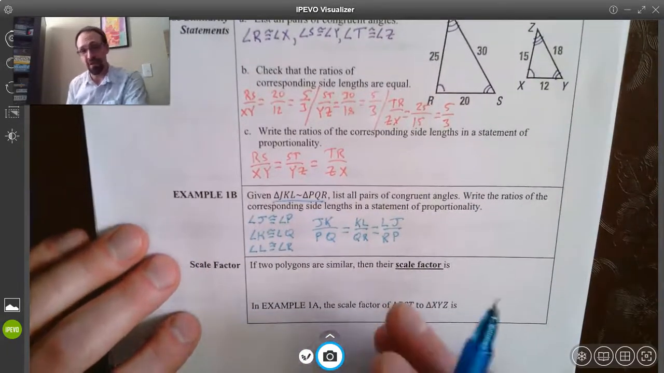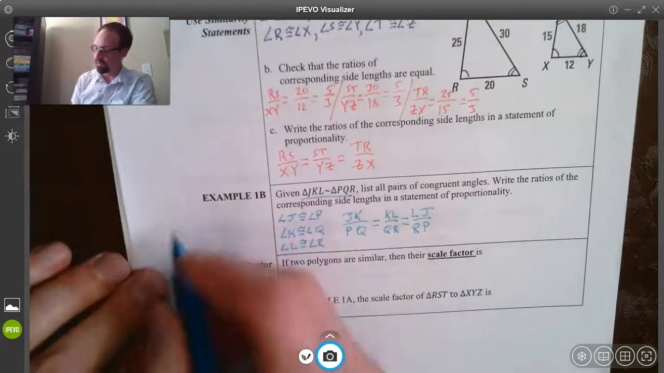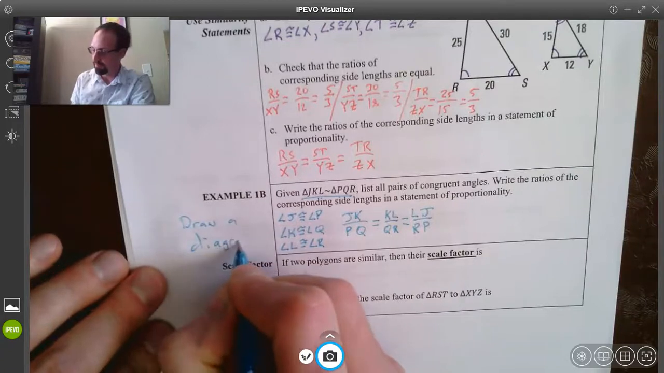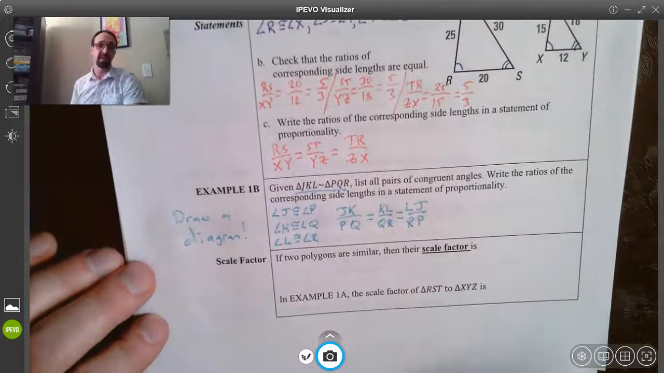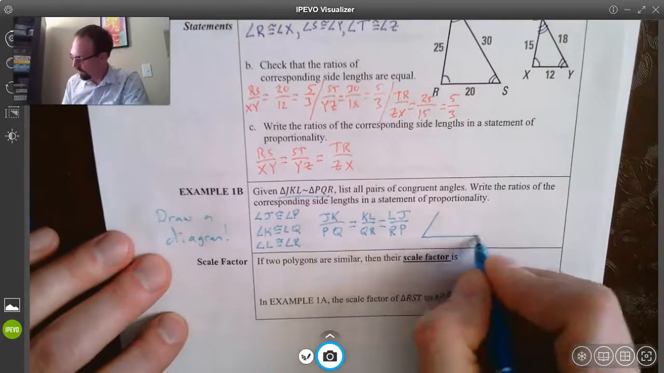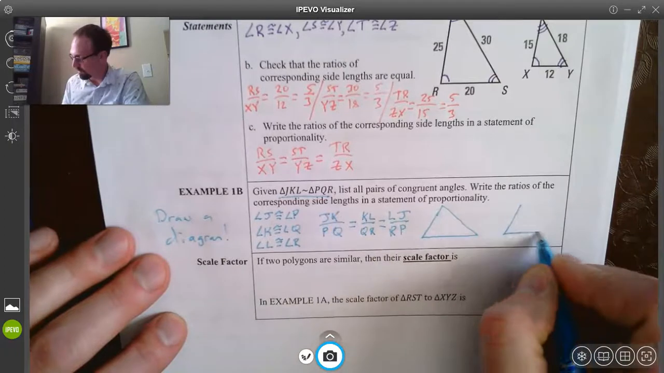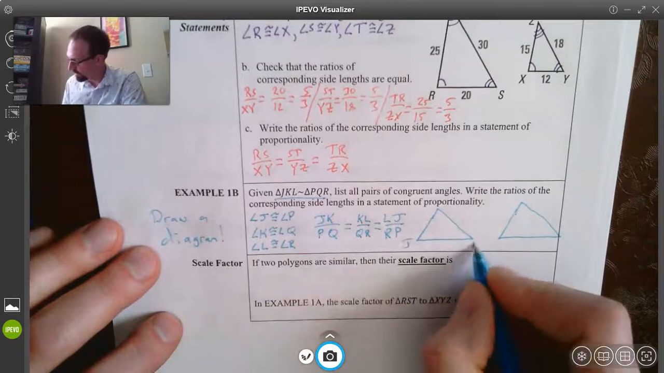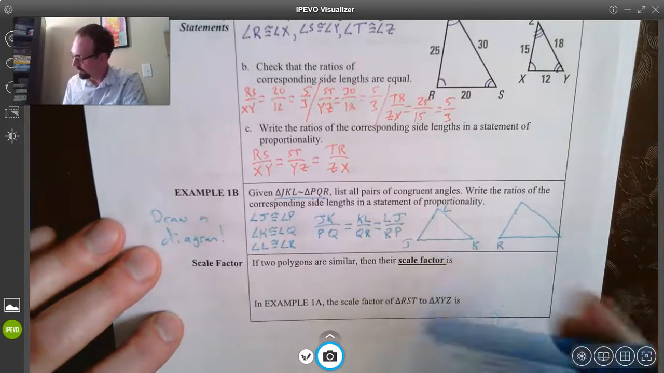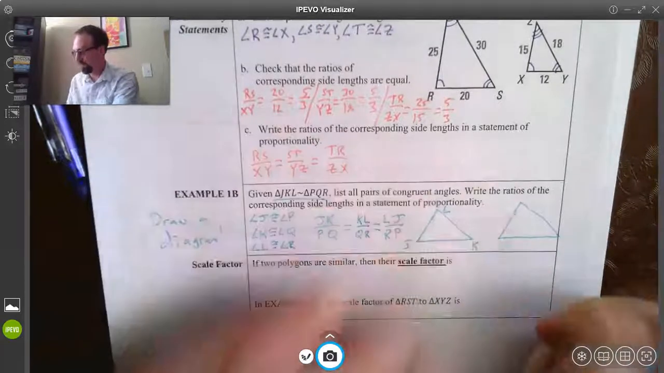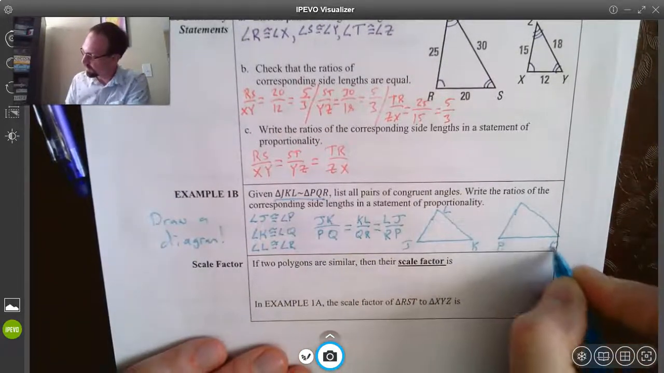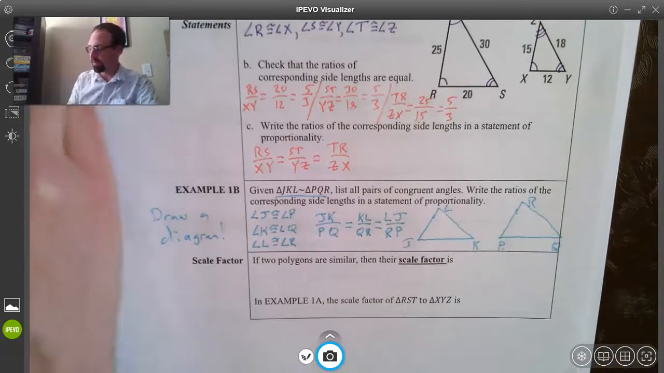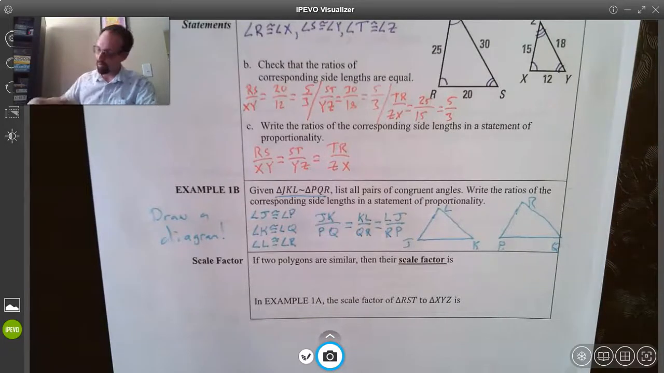If you look in the teacher notes, it actually has a diagram drawn here, and this is always my suggestion. If there's not one given, if you can draw a diagram, just draw it. It's helpful to be able to see what's going on if I was to make a rough sketch. That's the other thing to note. These are rough sketches. They don't have to be perfect. So here's J, K, L, P, Q, and R. And then you can fill in, just like we did up above, to verify that these are in fact similar. Next video, we'll start with the scale factor.